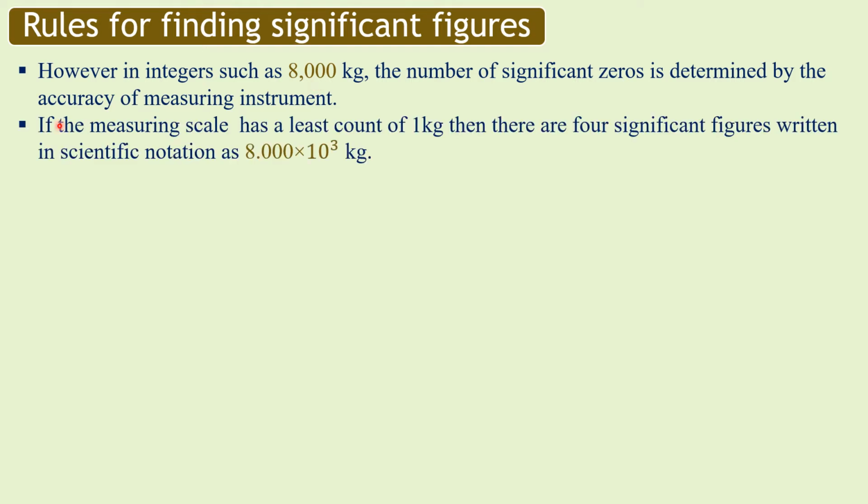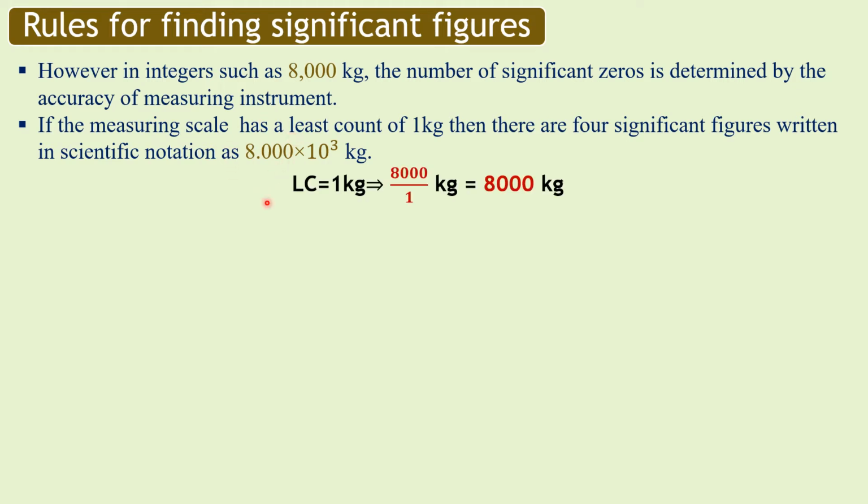If the measuring scale has a least count of 1 kg, then there are 4 significant figures, written in scientific notation as 8.000 exponent 3 kg. In 8.000, zeros are to the right of decimal and appear after 8, which is a non-zero digit. So these zeros are counted as significant figures. So including 8 and these triple zeros, we have 4 significant figures.